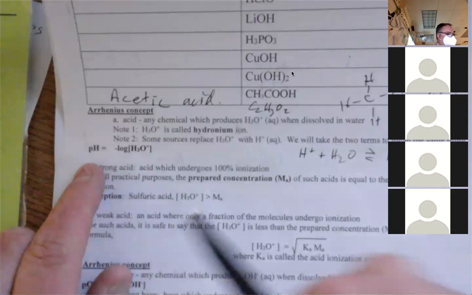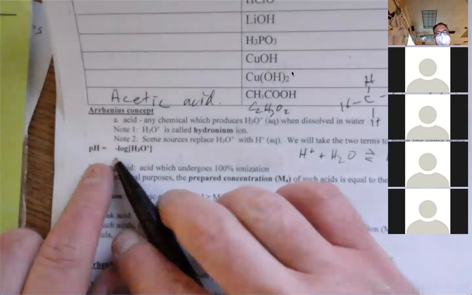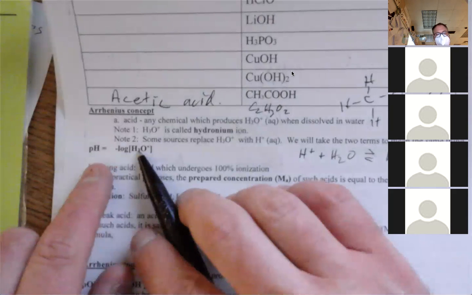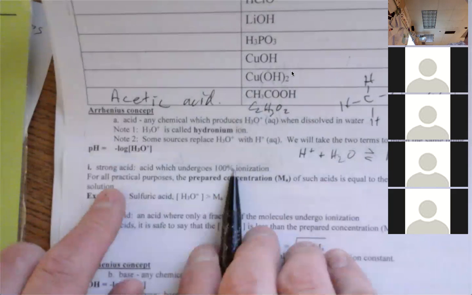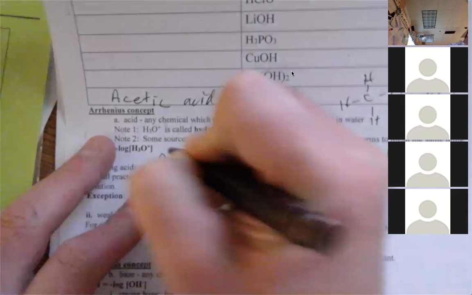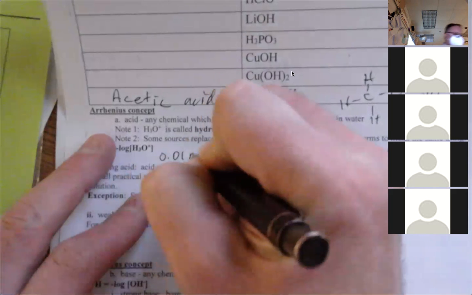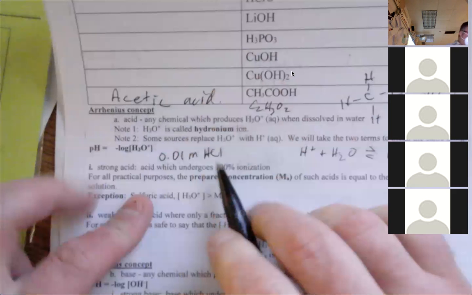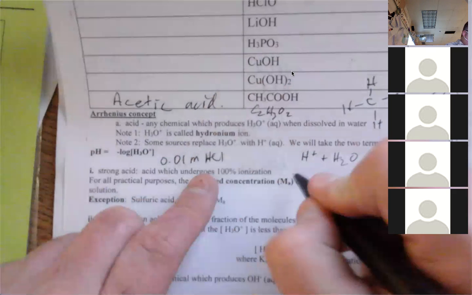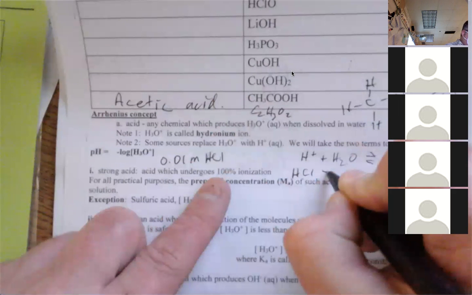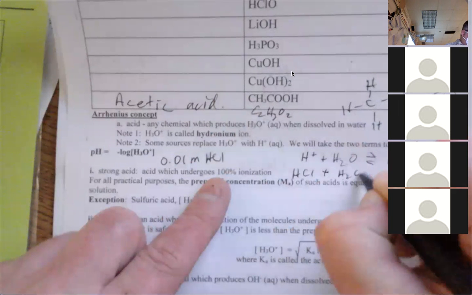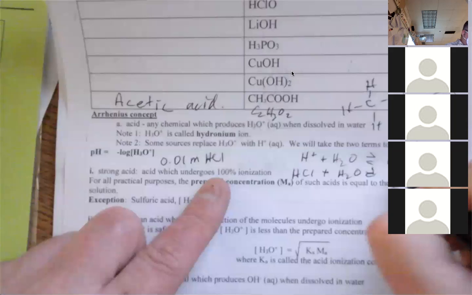To calculate the pH, we take the negative log of the hydrogen ion concentration. So how do we know that? Well, for strong acids, they ionize 100%. So if I have 0.01 molar HCl, that's a strong acid. That means that HCl plus water will yield H3O plus and Cl negative.